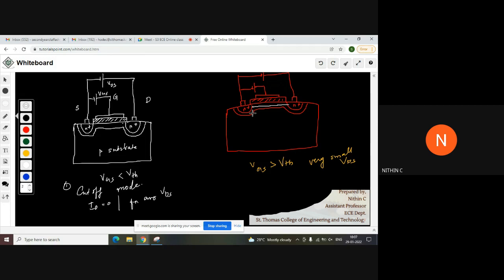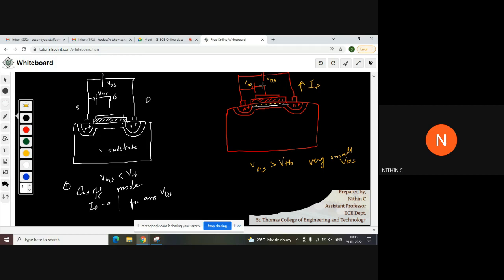Yes, you will be having a channel formed between the source and drain like this. And you will have flow of electrons through this channel from source to drain, and you will be getting a current ID. This is your VGS. This is VDS.